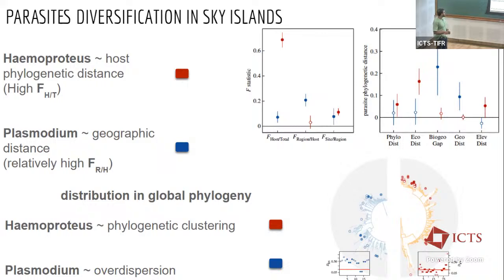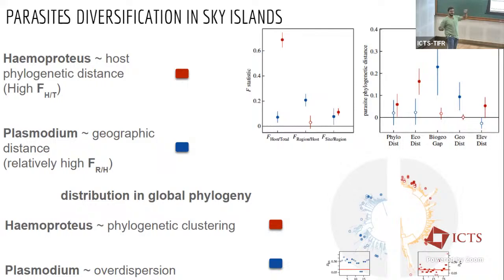But another interesting thing that came up is, look at Hemoproteus. There is something called phylogenetic clustering and overdispersion. That means in a given area, whatever organisms we are looking at, are the organisms in the same area more closely related to each other? Or are the organisms in the same area distantly related to each other, and each of them closely related to organisms found in another area?